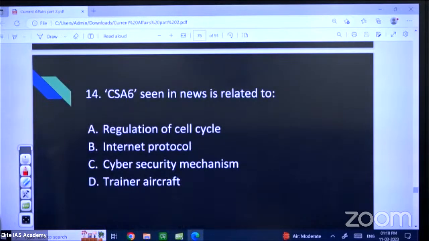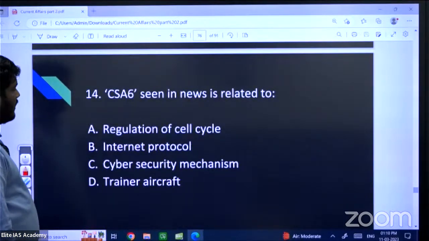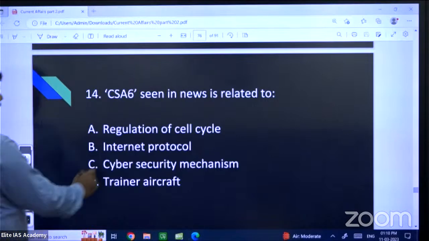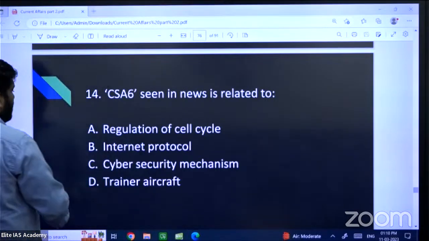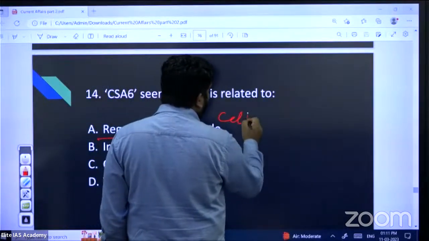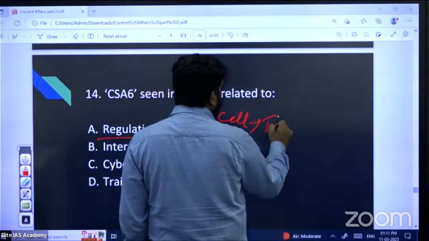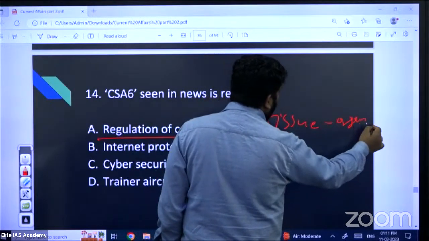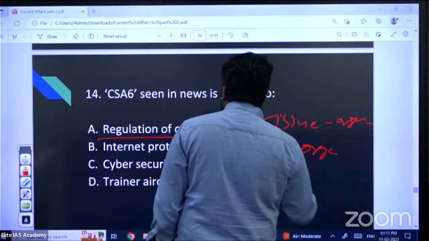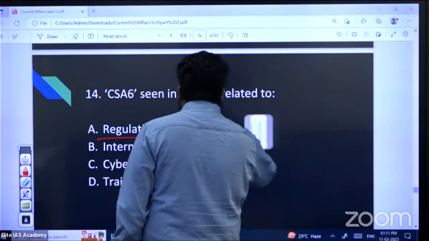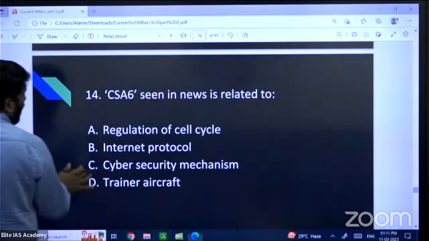The next question asked is CSA6, seen in the news, related to regulation of cell cycle, internet protocol, cyber security mechanism, or trainer aircraft. The correct one is regulation of cell cycle. It is related to biology. In the human body, a cell is a small building block, then tissue, then organ, and then finally organ system. So this is related to regulation of the cell cycle. So this was in the news.